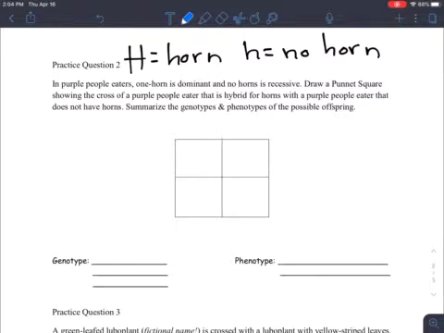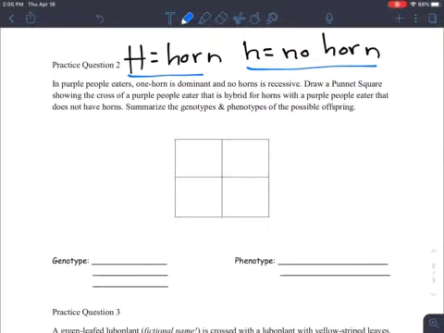Okay, ladies and gentlemen, this is just a continuation of the first video, but I didn't want to bore people if you really understood what was going on. So now we're looking at purple people eaters. I have one horn as dominant, no horns as recessive. So I've decided that capital H is going to be horns and lowercase h is going to be no horn.